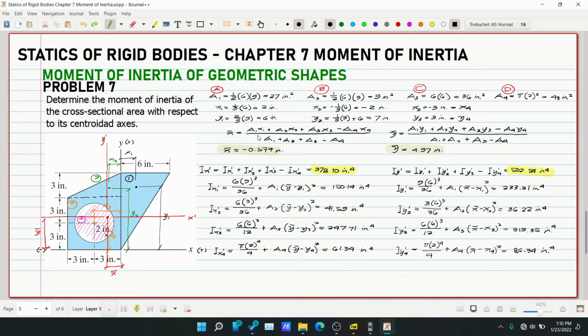So, ibig sabihin, kapag sinabi nating strong axis, ito yung axis na kung saan strong yung ating section in terms of some effect due to loadings. So, yung mga effects na yun sa bending, or yung moment. Then, kapag sinabi natin weak axis, ito yung section na kung saan mahina siya due to the effects, or mahina siya against the effects ng mga loadings sa isang structure.